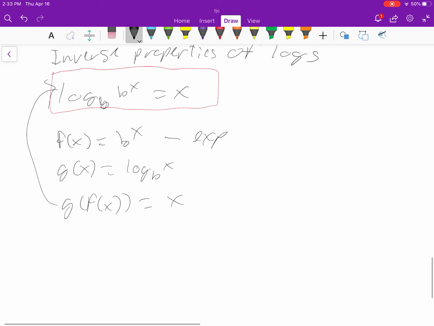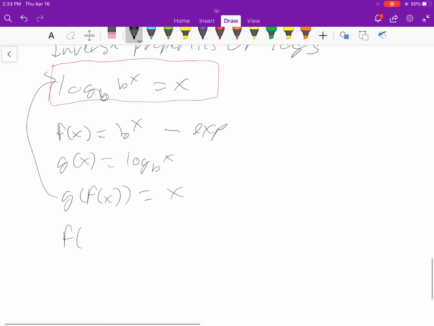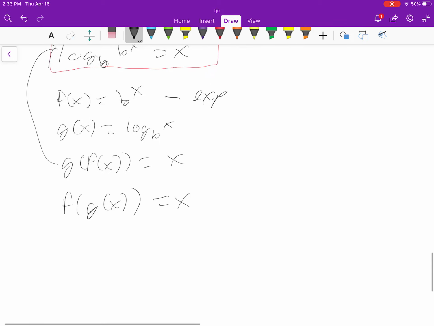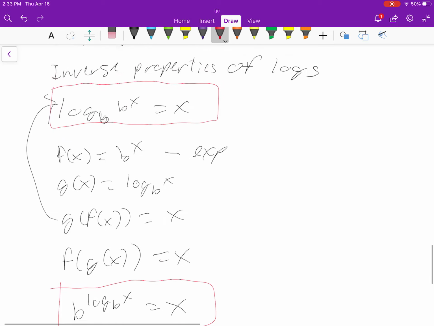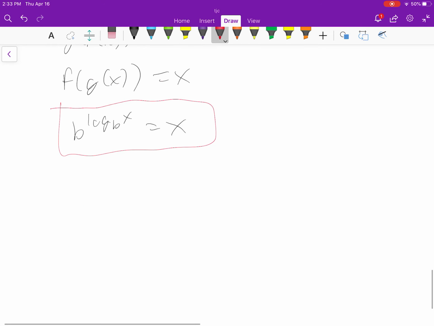Okay, equally true, f of g of x equals x for inverses. So if we plug g of x into f, you'll get b to the log base b of x has to equal x. Well, this is also true, because again, this is how we've defined log as the inverse of exponential. So these are two more properties that we have.